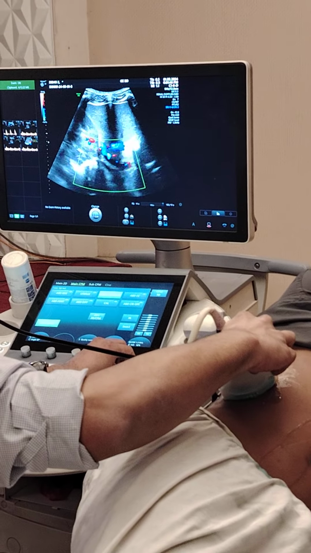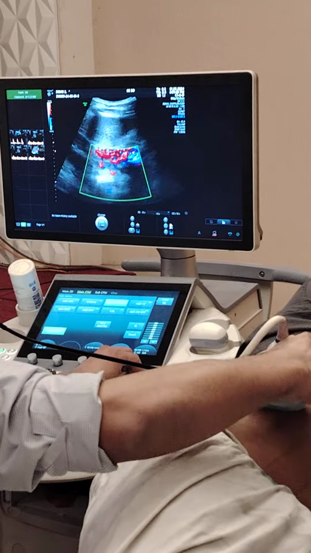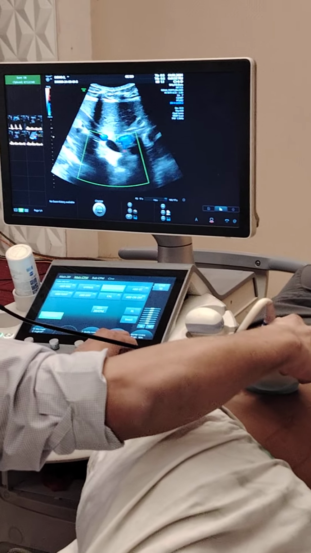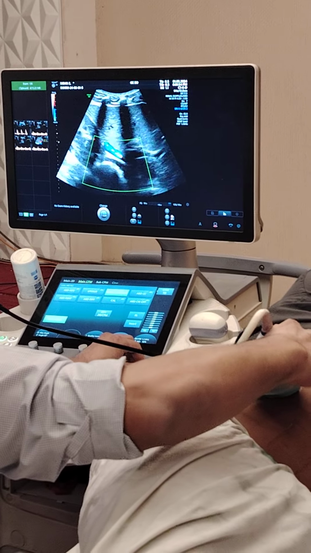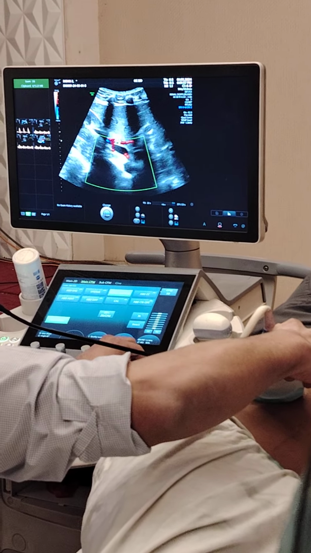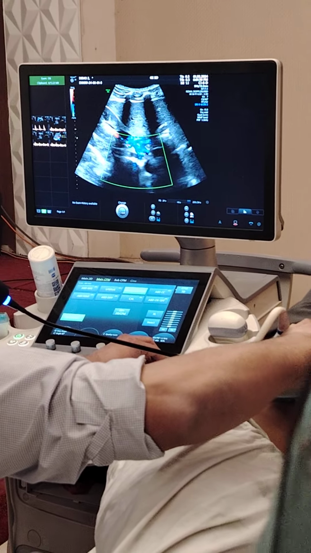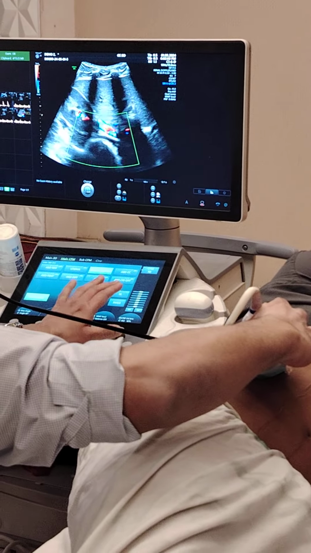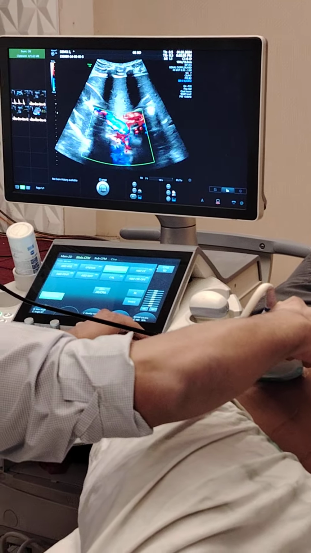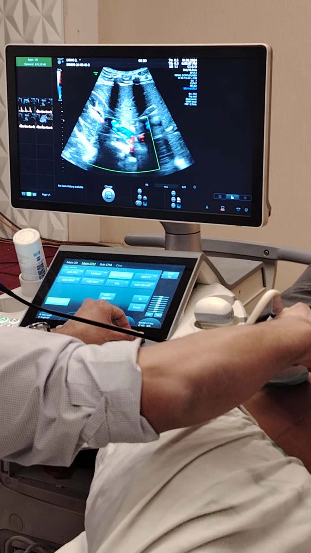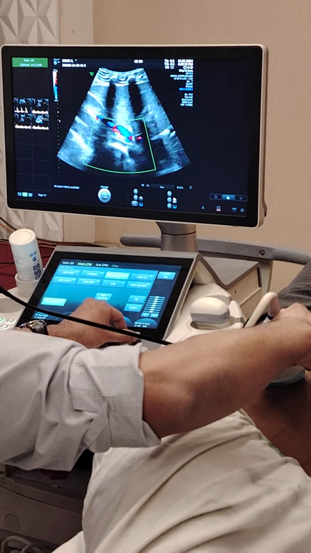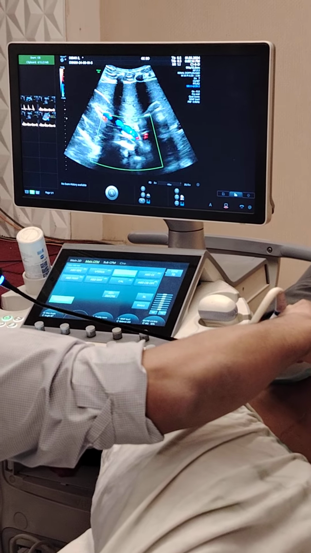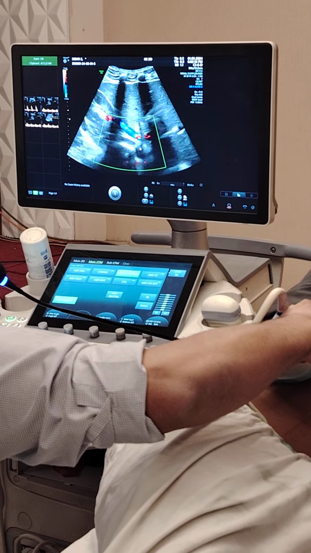Okay, so now I've started seeing my renal artery. Now I'm trying to angulate in such a way that I see it originating off the aorta. Relax, breathe normally. So now I've got the orientation of my artery. Now I'm just trying to get a better image. Can you see this? This is the renal vein, and this is the renal artery, and this is the aorta.